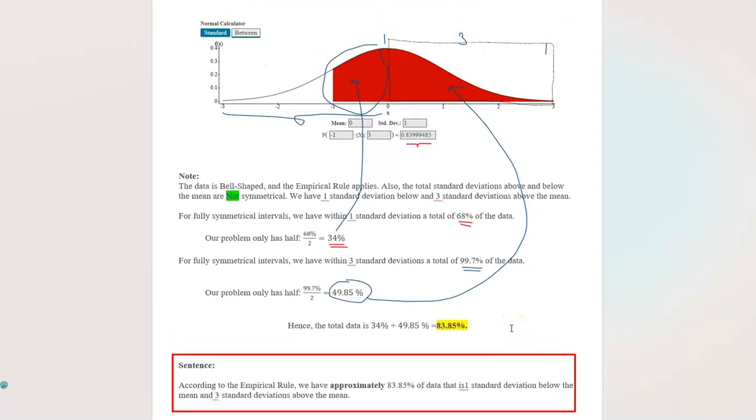Okay, that's it for the second problem. As I mentioned, it takes a little bit more work because it's not symmetrical, so you cannot automatically read it off the empirical rule. Also, another thing I wanted to mention is the total area under the curve. It's 100% of scores, or 1.